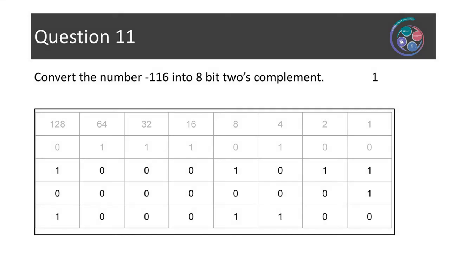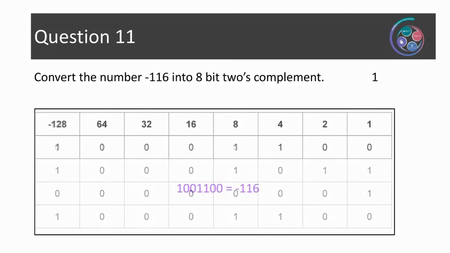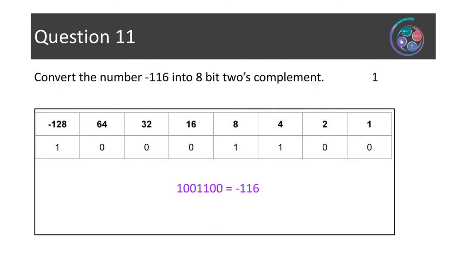Now that is negative 116 in 2's complement 8-bit binary, and I can check that by going with my table again, changing the first value of 128 to negative 128, because 8 bits 2's complement can represent numbers from negative 128 up to 127. I can see I've got a 1 in negative 128, so I know it's a negative number. I've then got my 0 values for 64, 32, and 16. I'm adding 8 and 4 to negative 128, which does give me negative 116. So I've been able to work through that answer to check that it's correct.